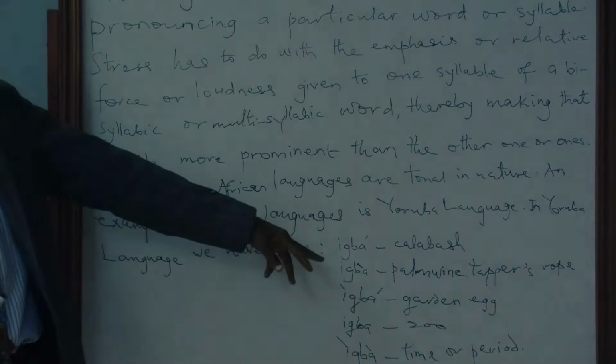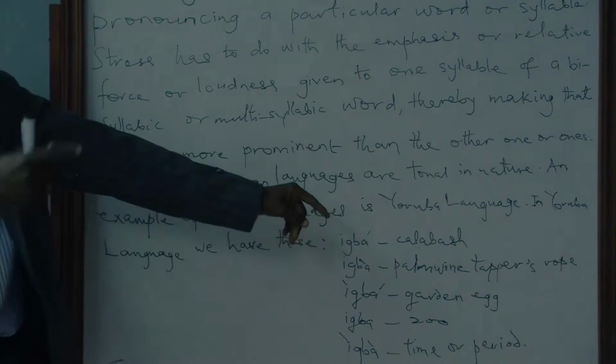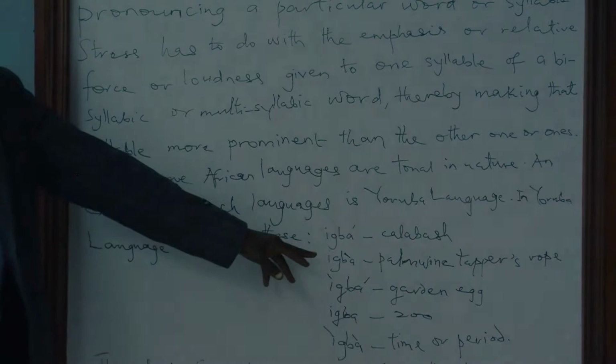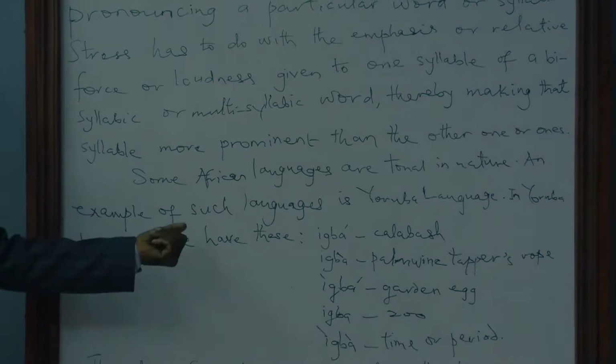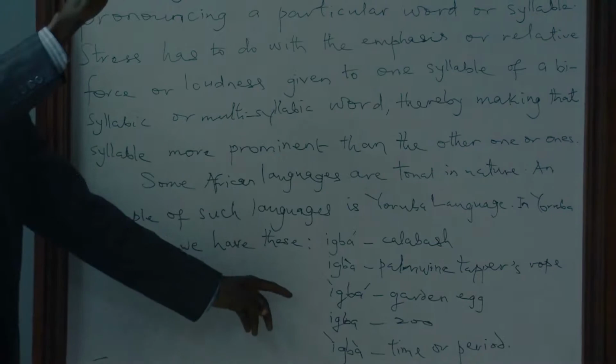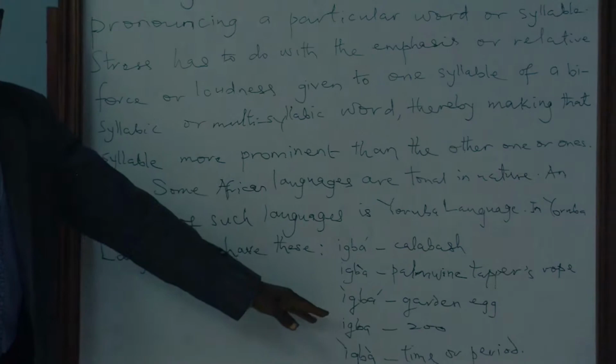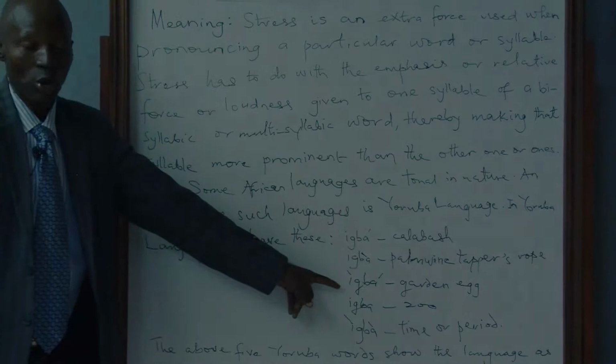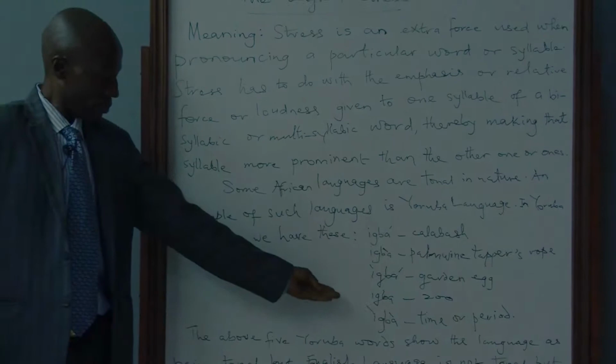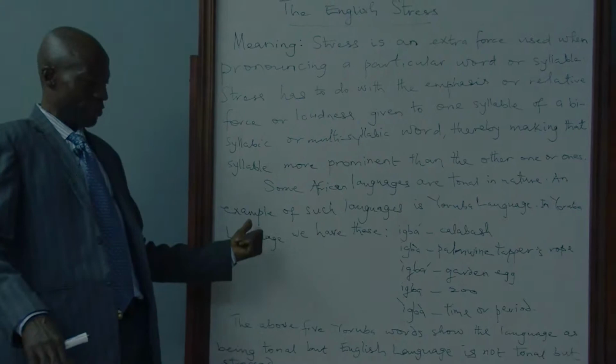Like the first one, you see the sign going to the right. And look at the second one, the sign comes to the left. And the third one, we have another. Now, the next one has no sign. The E there in Yoruba does not have a sign. The A there in Yoruba does not have a sign. And the last one, those two go to the left, time or period.